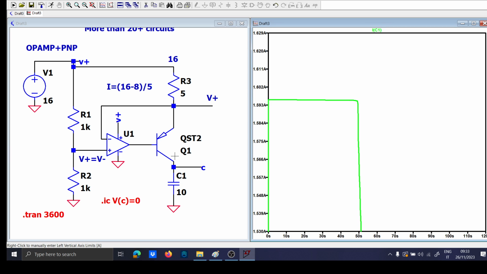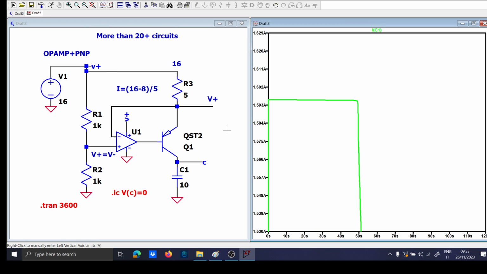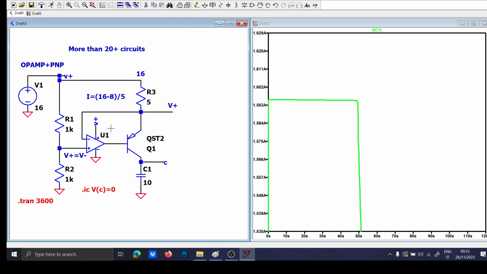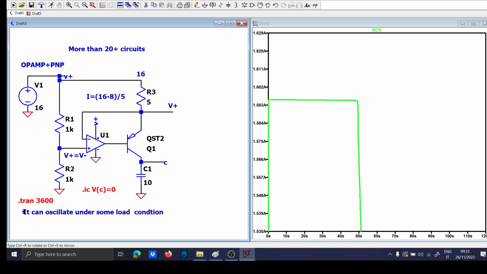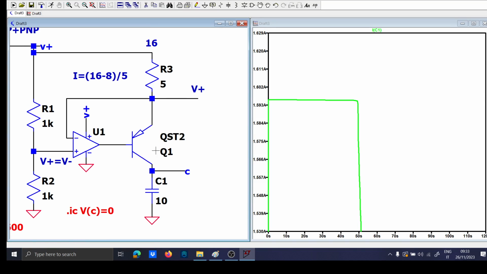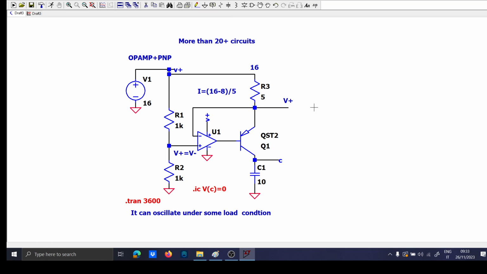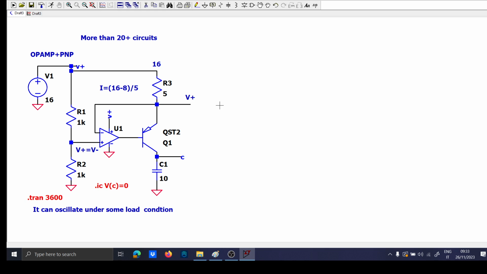So we want to study some circuit without the op-amp. It will be better to not use the op-amp to do this circuit, because the op-amp can oscillate under some load condition, which is something that you don't want. And I can show you that later, the unwanted oscillation of the op-amp, especially when you have to drive a MOSFET here.